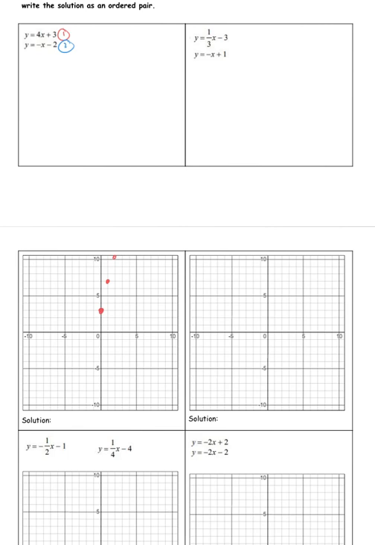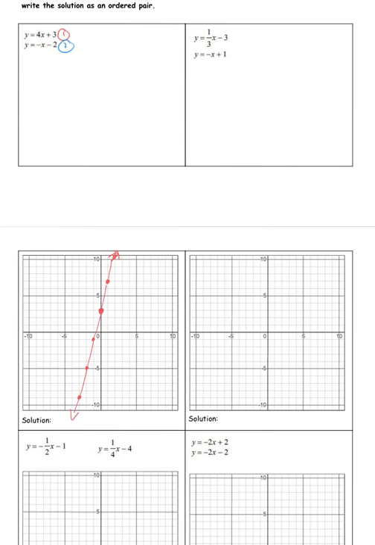Now to finish off, I have to go down 4/1, down 4/1, down 4/1, and then I'm going to connect my points.